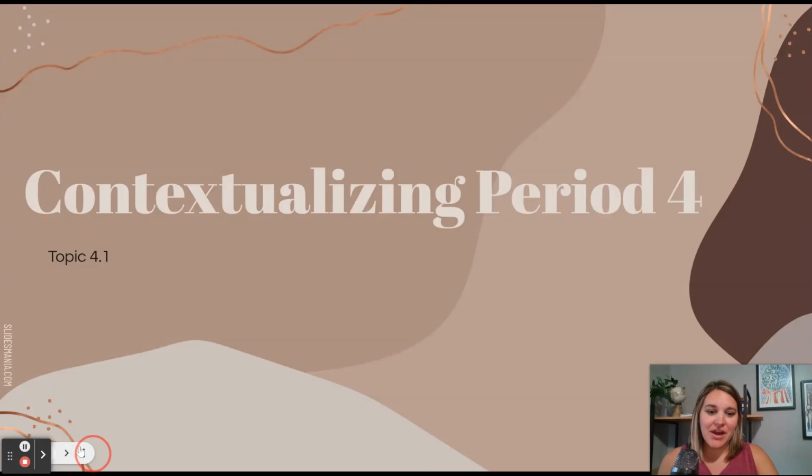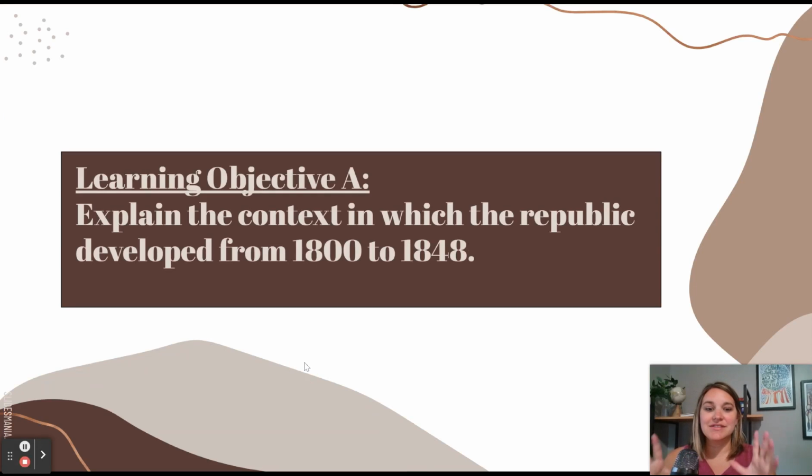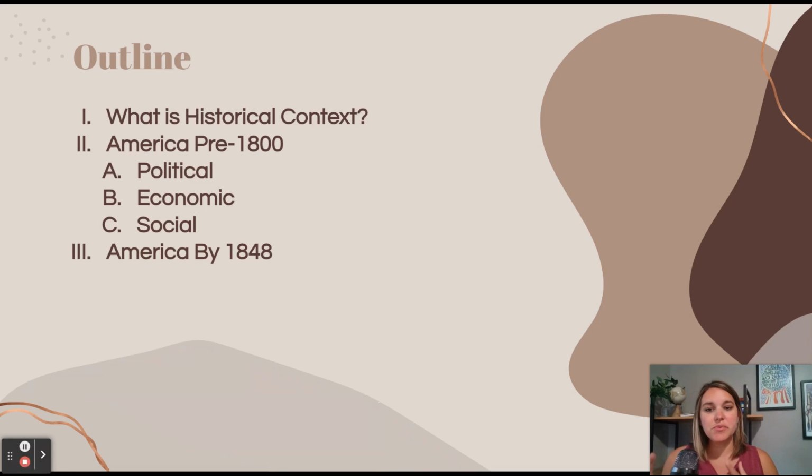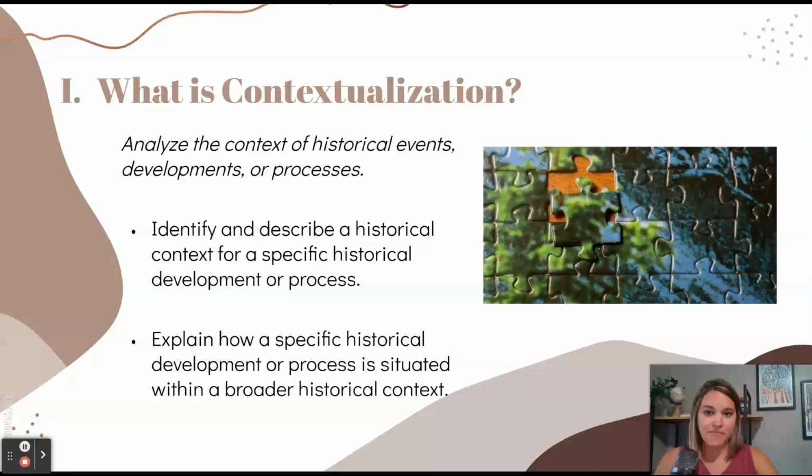So, to start, we are going to be looking at the objective. This is what the College Board wants you to know for this lesson. Explain the context in which the Republic developed from 1800 to 1848. So first, we really need to understand what is historical context, and we're going to dive into a couple examples of that, looking at the political, economic, and social circumstances of America before 1800, and then kind of where America ends up by the end. We're talking really broad overviews, trends, and patterns in this lesson.